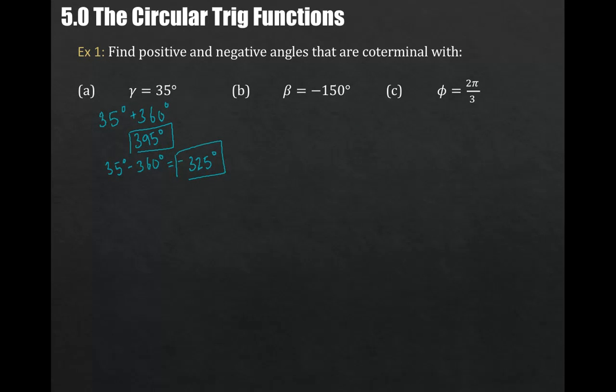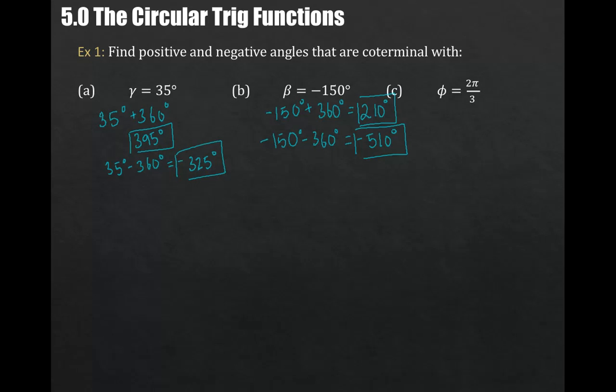For beta over here, I've got negative 150. Well, to get a positive coterminal angle, I'll go ahead and add 360, and that's going to give me 210. If I want to find a coterminal angle that's negative, I'm going to go ahead and subtract 360 degrees, which would mean that I have negative 510 degrees. Right, 360 and 150, 460, 510. Good, negative 510.